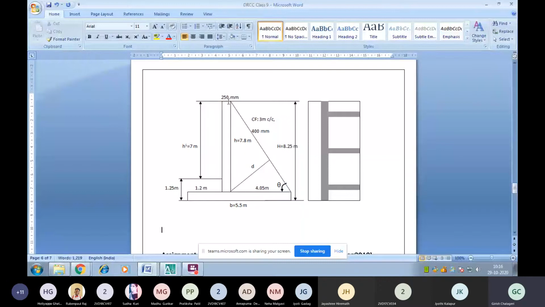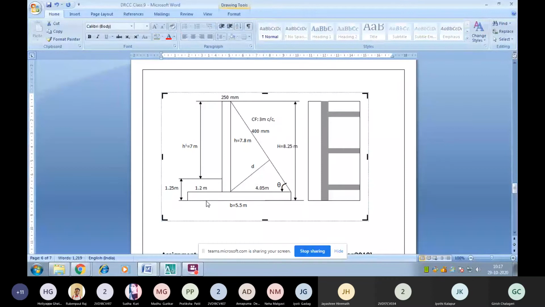Since we assume the thickness of stem as 250 and toe projection as base by 4, we got 1.2 meters toe projection given here. Once you know the toe projection 1.2 meters, the thickness of stem as 250 mm, and the total length 5.5, we can find the width of the heel slab. So heel slab will be 5.5 minus 1.2 minus 0.25, we get 4.05 as the width of heel slab. So these are the dimensions I have given.